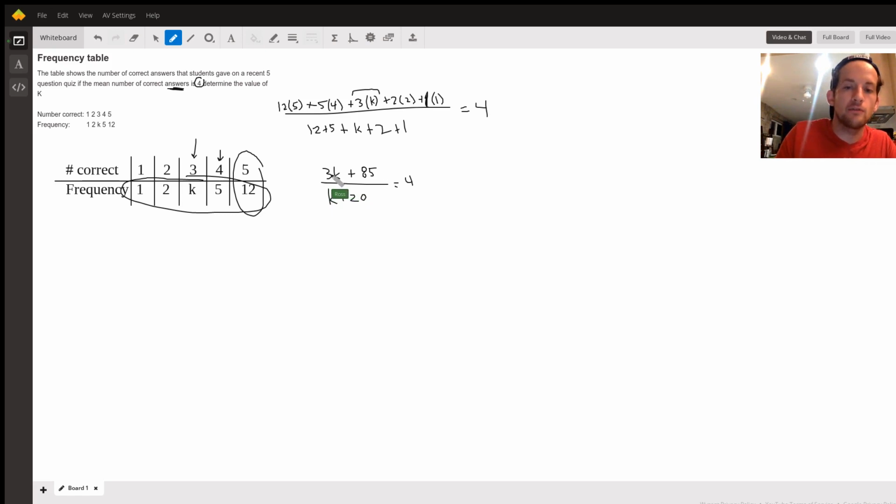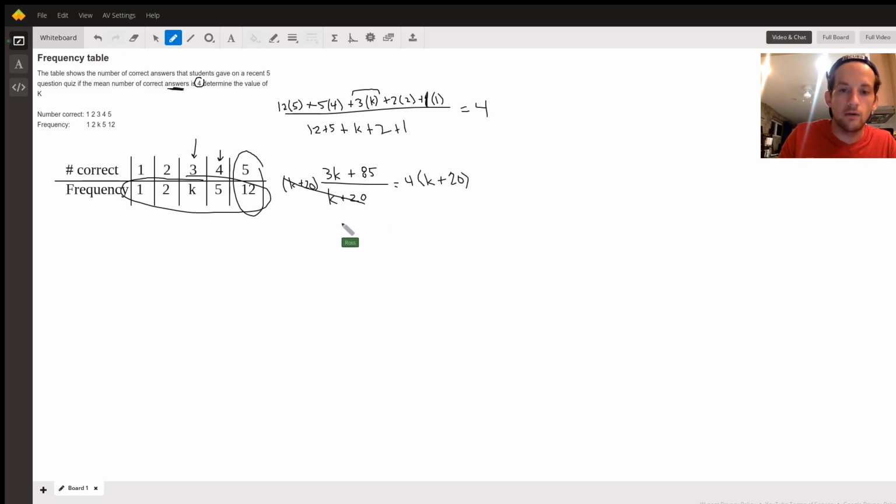Think about it this way. I have 3k plus 85 divided by k plus 20. Well, normally we do inverse operations where we talk about the opposites. So what's the opposite of dividing by k plus 20? The answer is to multiply by k plus 20. That'll cancel that out. It's not in the denominator anymore, and we just got to make sure to do the same thing on this side to keep this equation balanced.